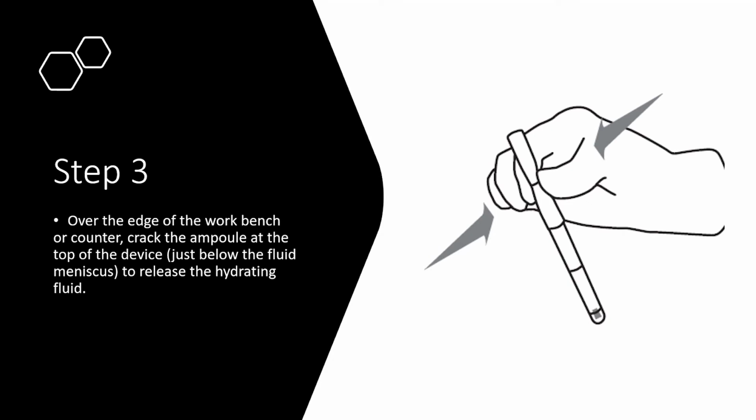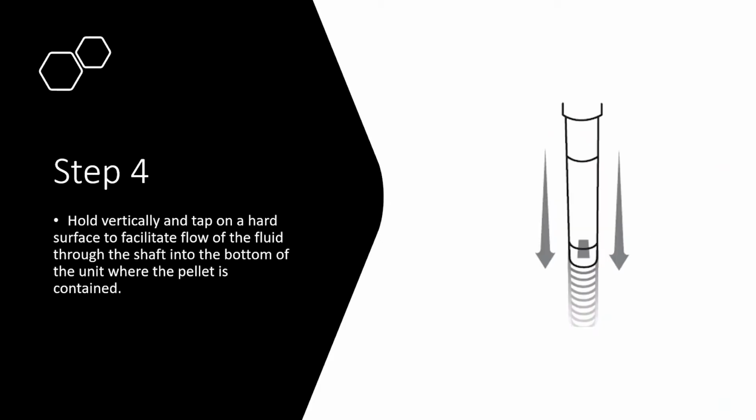So next step is to crack the ampule. As I say, that's at the top of the tube. Basically, it's very easy. Just pinch it between your fingers. That will crack the ampule, and then the liquid itself will fall down and hydrate the pellet. Just to make sure you get any drops, we do recommend that you tap it on a hard surface, so that any droplets which are maybe clinging to the side of the tube will fall down and hydrate the actual sample itself.